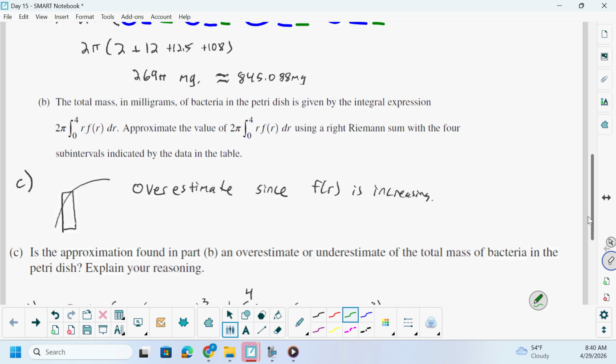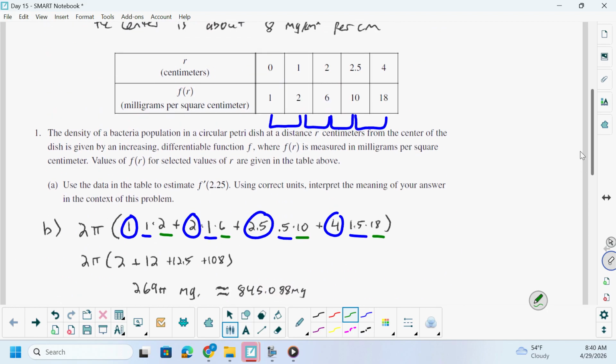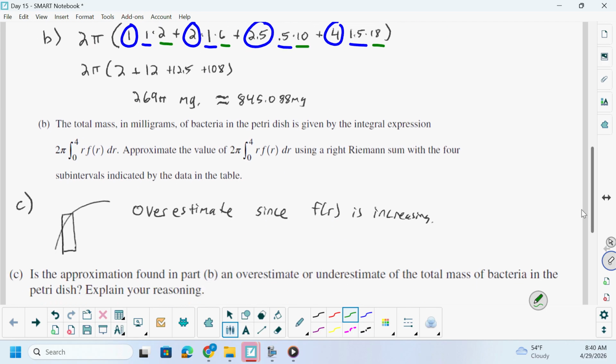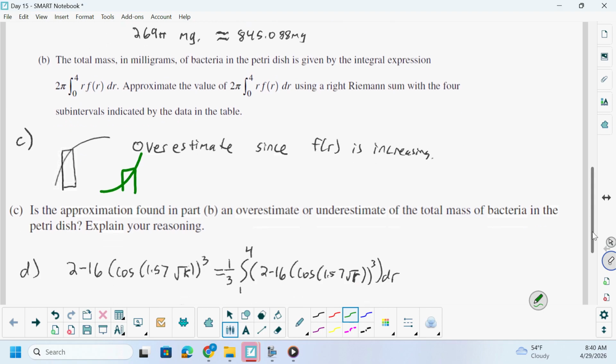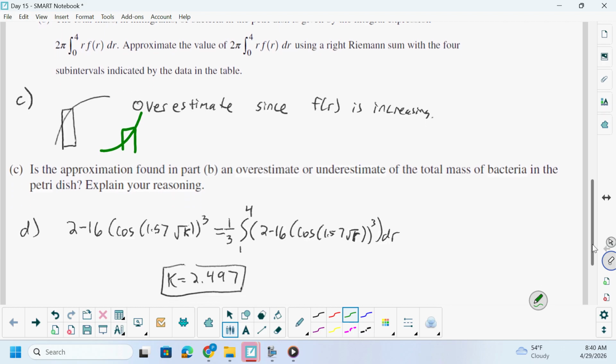We want to know if we have an over or an under estimate. Well, notice that we are increasing. And anytime you are increasing, so I showed an increasing concave down, I could also show it with an increasing concave up. But anytime you are increasing, if you have a right-hand Riemann sum, it is an over estimate. And the reason being because f of r is increasing. Concavity would matter if we were doing a trapezoidal rule.